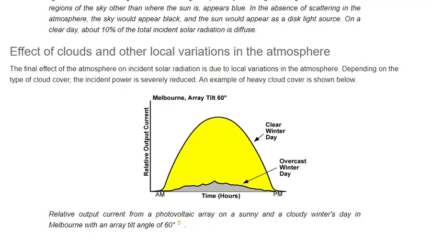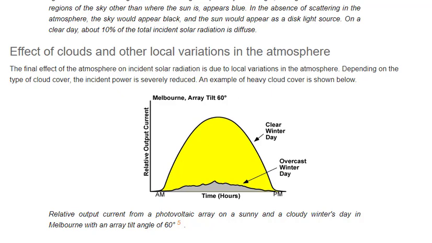Since diffuse light is primarily blue light, the light that comes from regions of the sky other than where the sun is appears blue. In the absence of scattering in the atmosphere, the sky would appear black, and the sun would appear as a disk light source. On a clear day, about 10% of the total incident solar radiation is diffuse.